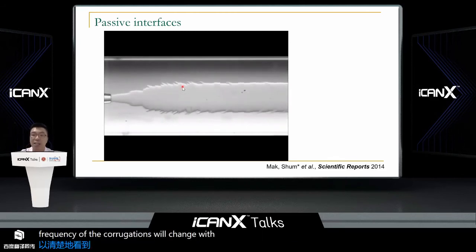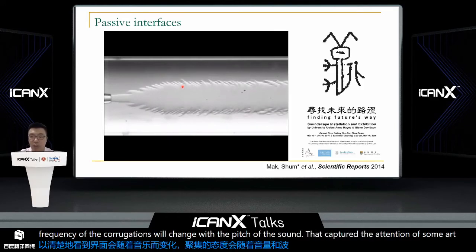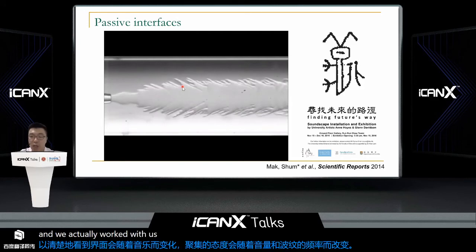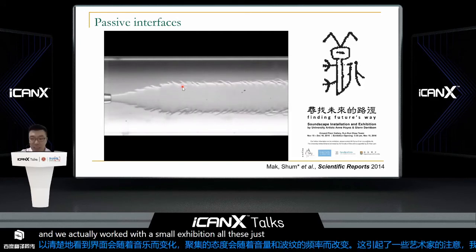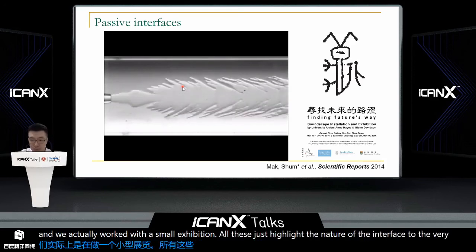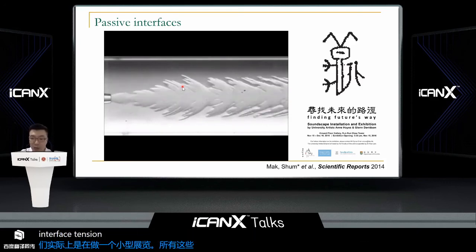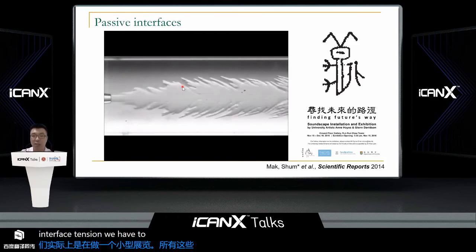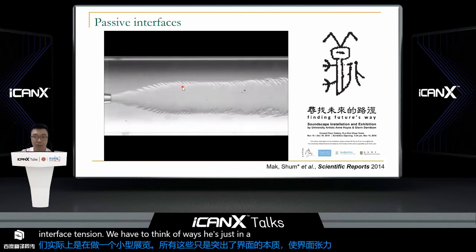And in fact, this was something that captured the attention of some artists, and we actually worked with them during a small exhibition. All these just highlight the fascinating nature of the interaction. With very low interfacial tension, you can think of a way to put these jets into the oven in order to use the technique in droplet microfluidics.